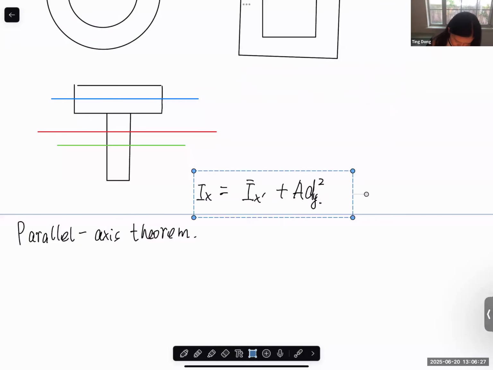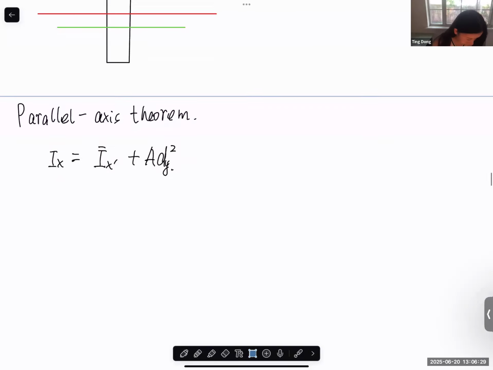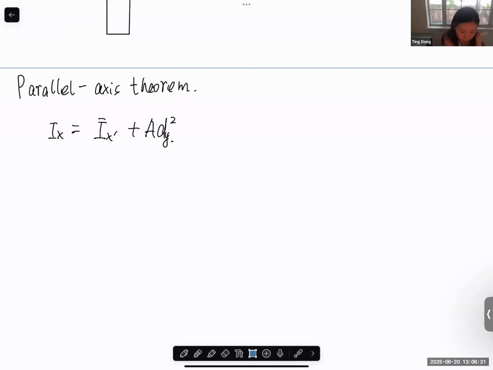Move this equation here. The moment of inertia for an area about an axis, the axis here is the x-axis, is equal to the moment of inertia about a parallel axis passing through the centroid, plus the product of area and square of the perpendicular distance between the axes.